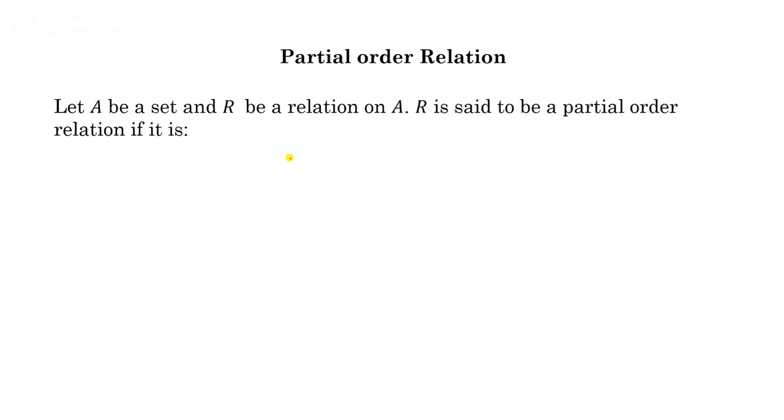Now partial order relation. Let A be a set and R be a relation on A. R is said to be a partial order relation if it is number 1, reflexive, number 2, antisymmetric, and number 3, transitive. So a relation which is reflexive, antisymmetric, and transitive is called a partial order relation.